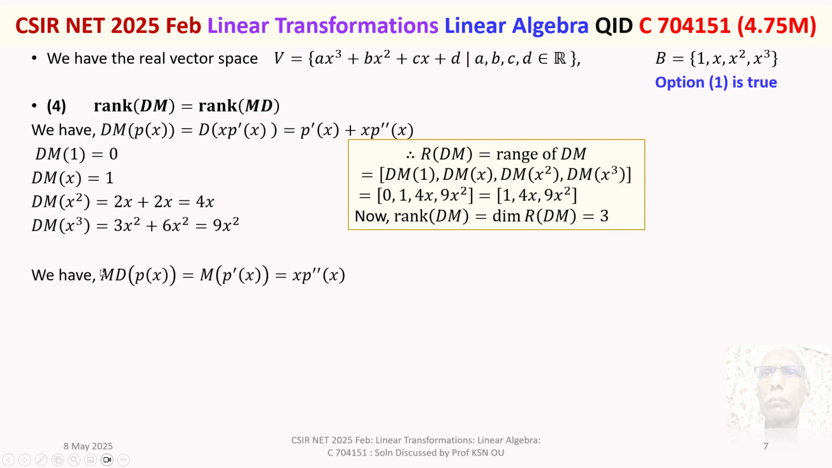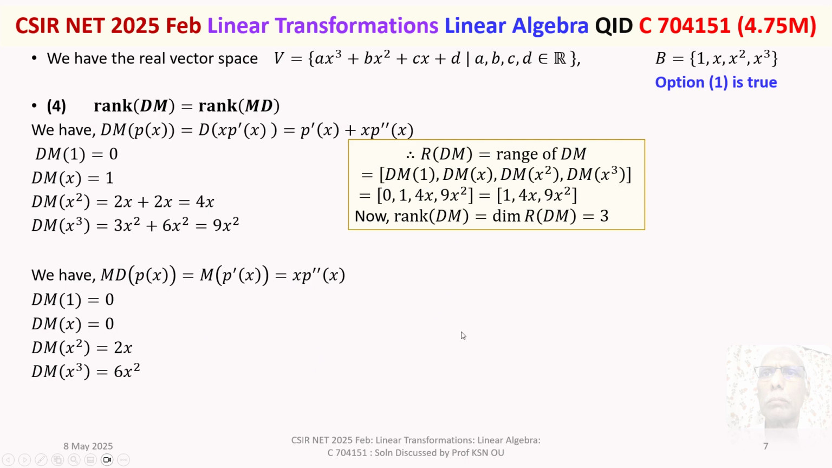We move on to md. So md of p of x is x p double prime x. Right. So again, md of 1. For 1, x times the second derivative of 1 is 0. md of x is also 0. md of x square, it is x into the second derivative of x square, which is 2x. md of x cube is x into the second derivative of x cube, that is 6x, 6x into x, 6x square.